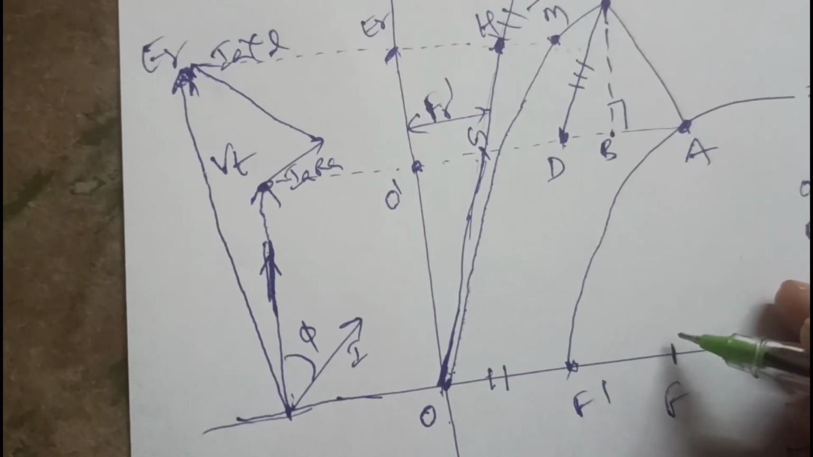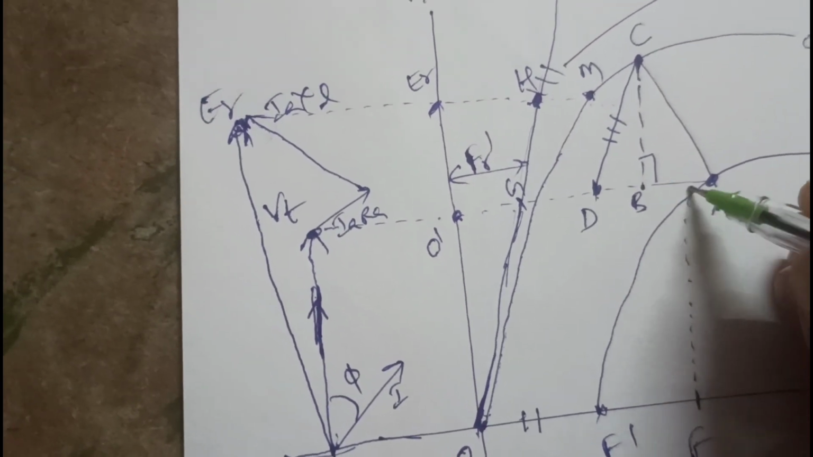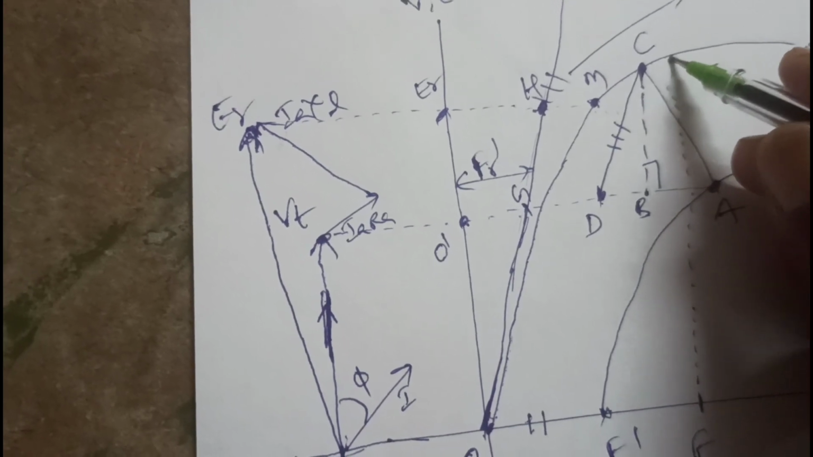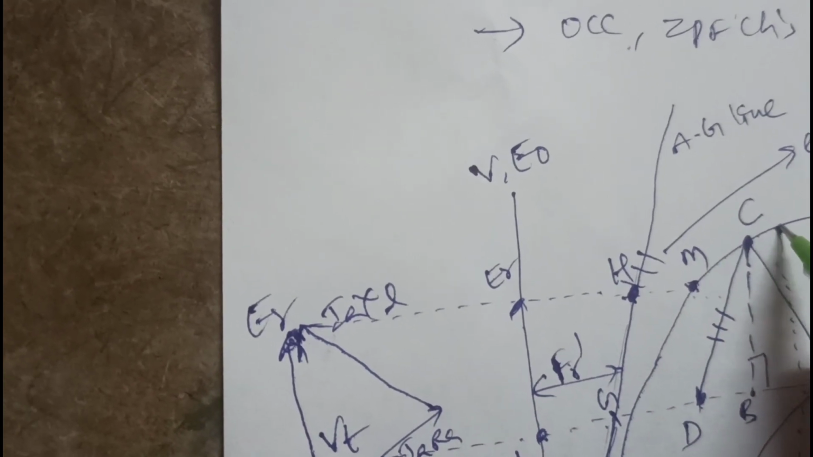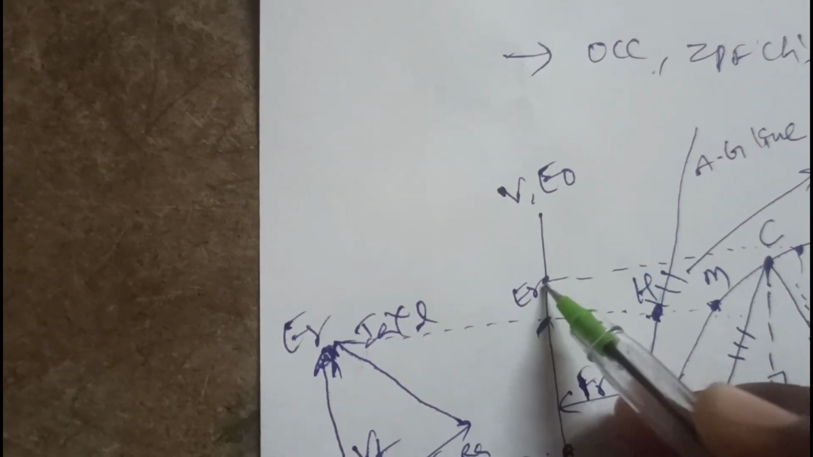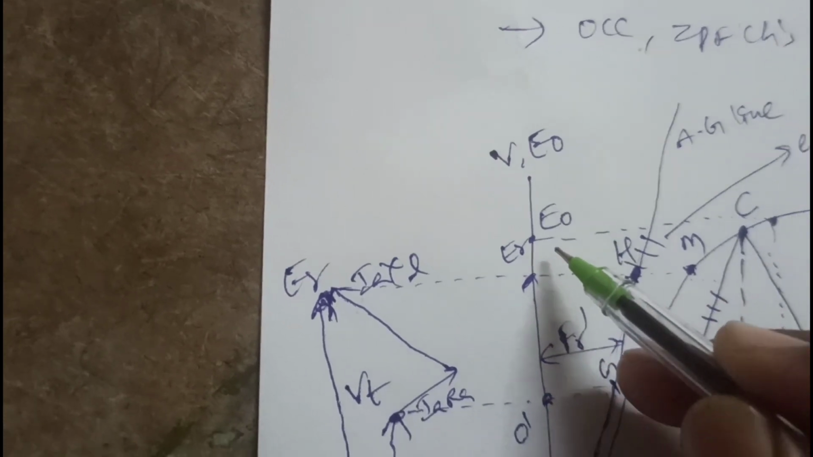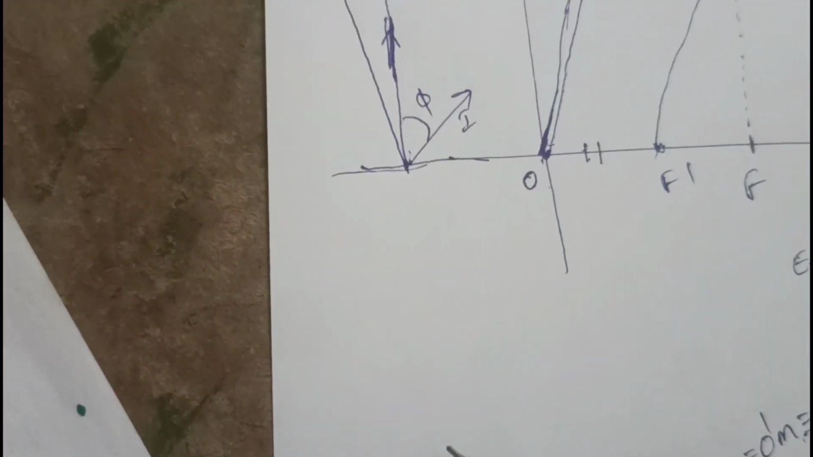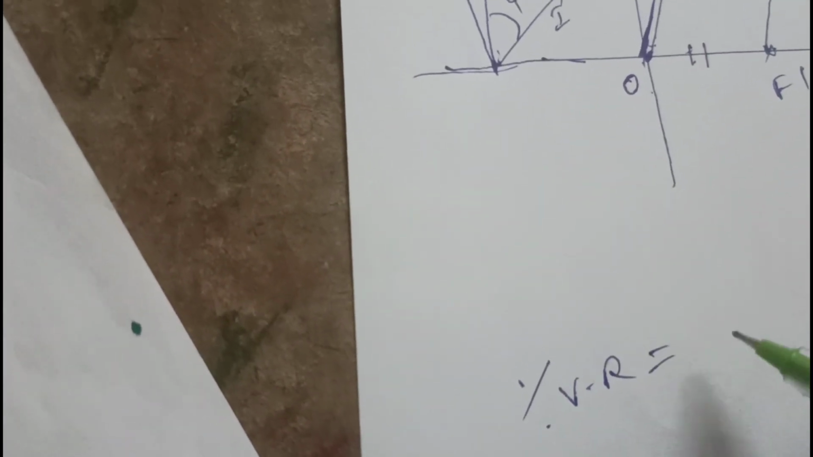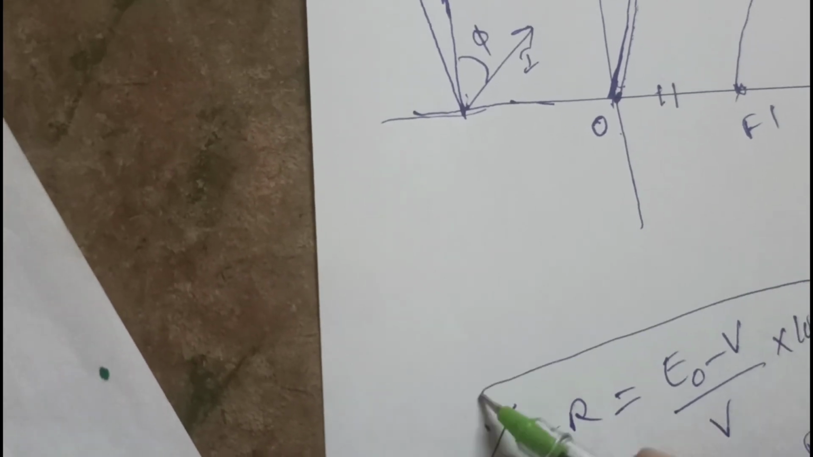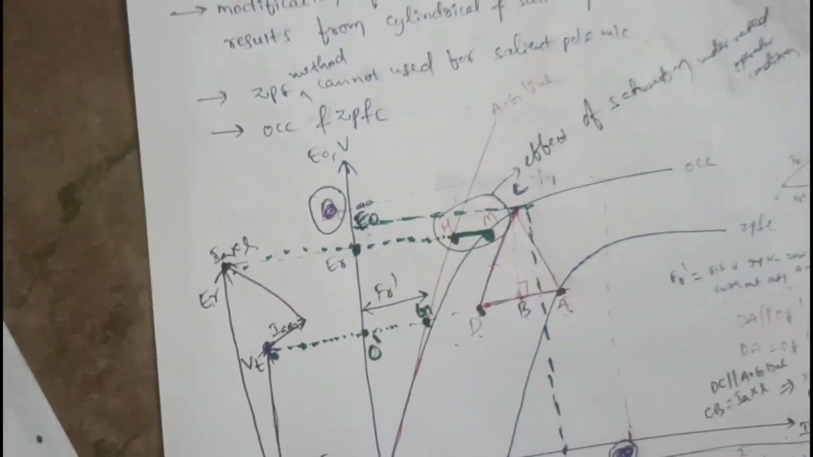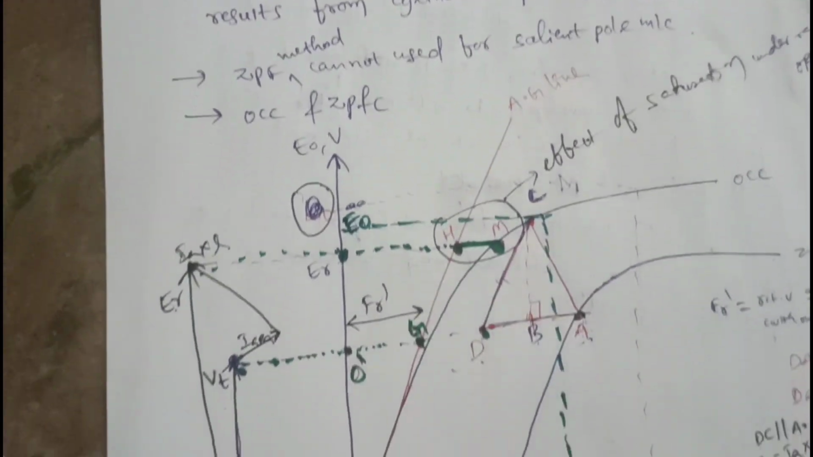From this F point, draw a vertical line up to the OCC characteristics. After that, draw one more horizontal line. Then you get E0. From this E0 simply find the voltage regulation. You know the formula: E0 minus V by V into 100. So from this E0 we find the voltage regulation. This is the complete ASA method. Thank you.